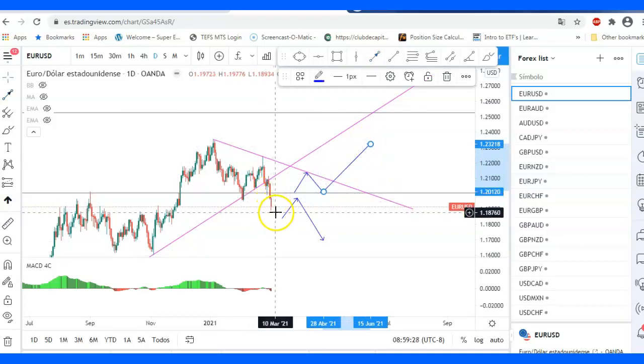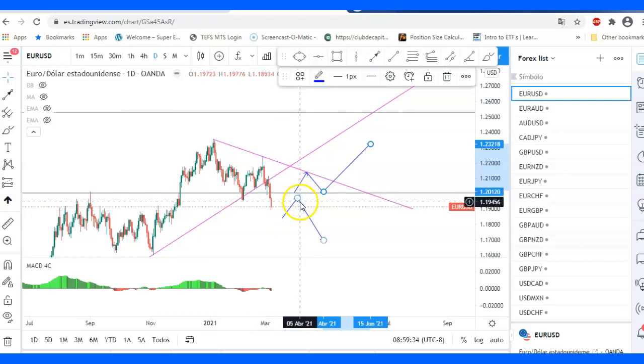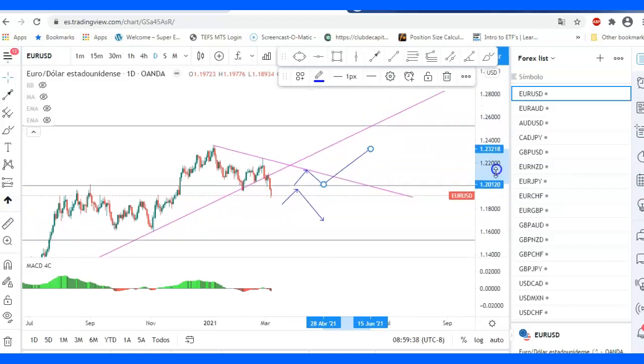But if the market already broke down, and if it retests, and if it gives the entrance to continue down, then we're going to look to go to the next zone down here. Okay, so that's what we're waiting for, Euro USD.